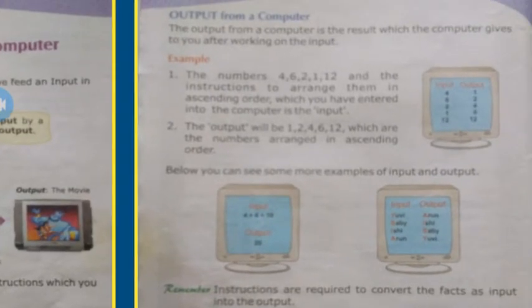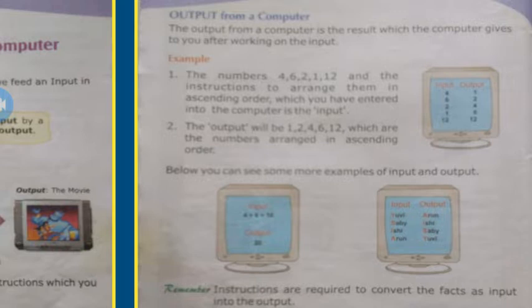For example, students, the numbers 2, 6, 12, 1, 2, 4 and the instruction to arrange them in ascending order which you have entered in a computer is the input. The output will be 1 2 4 6 12 because these numbers are arranged in ascending order. This will be the output.